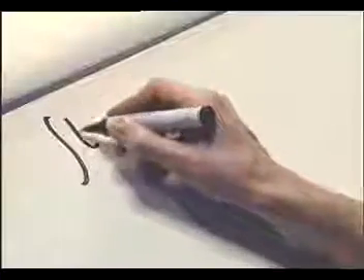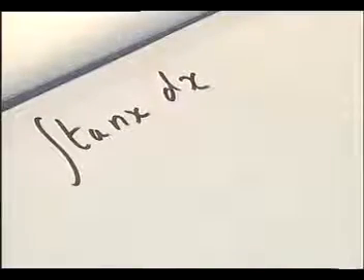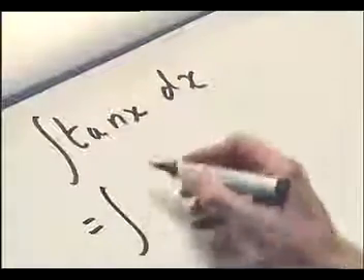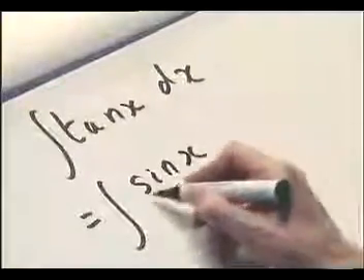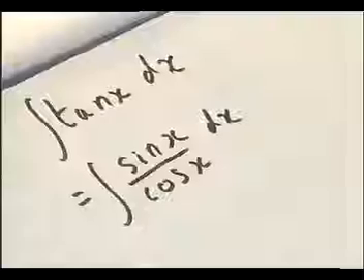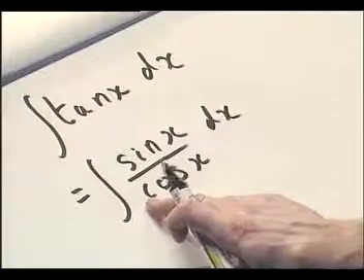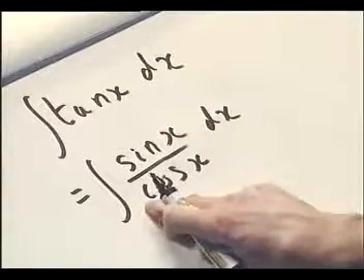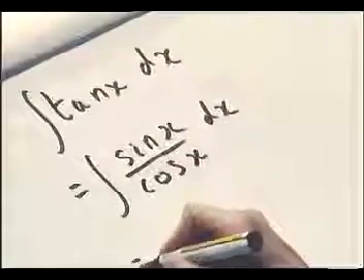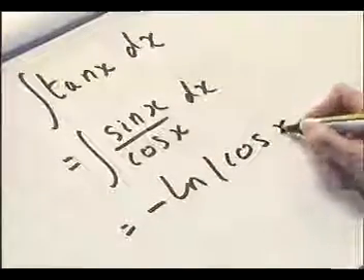What about tan? Integral of tan x dx. We know that the integral of tan we can change to be the integral of sine over cos dx. And now when we look, we can see that the top is the derivative of the bottom within a minus sign, because the derivative of cos is minus sine, and so we have minus the natural log of cos of x.